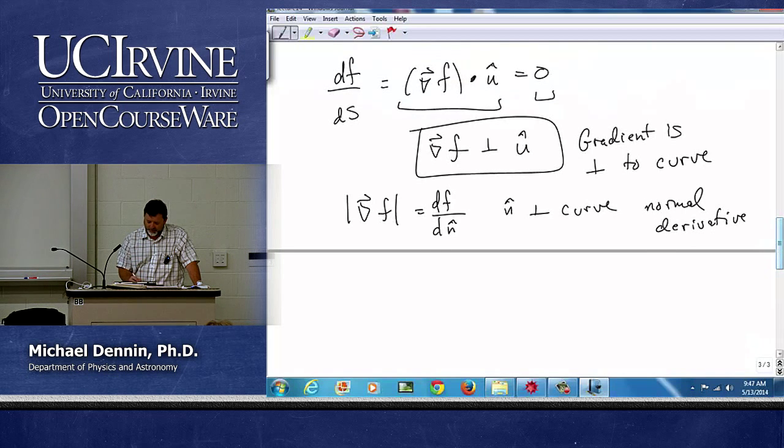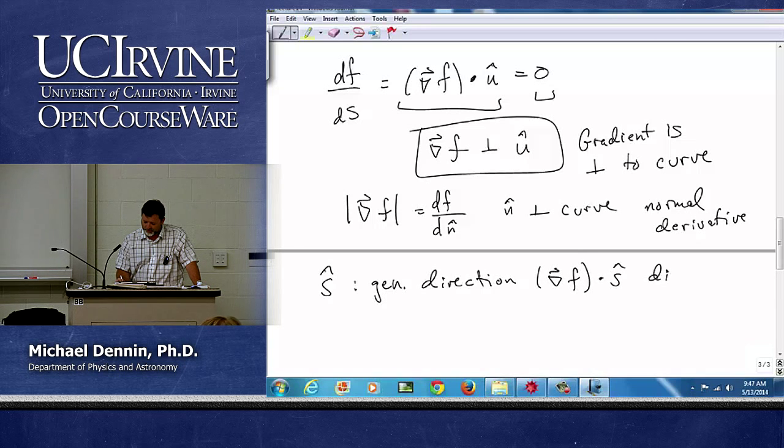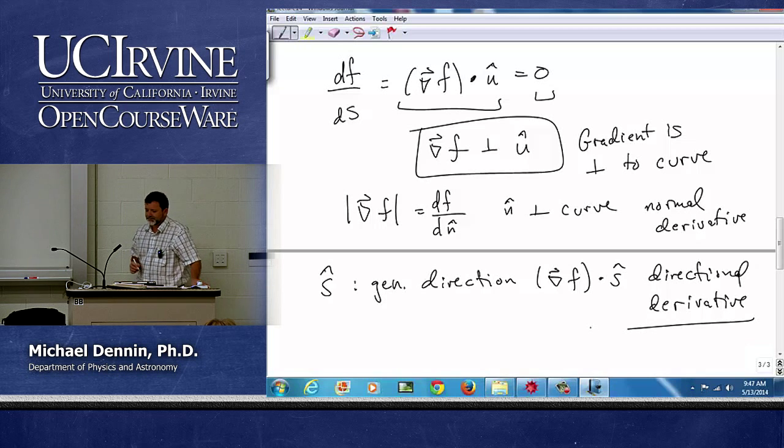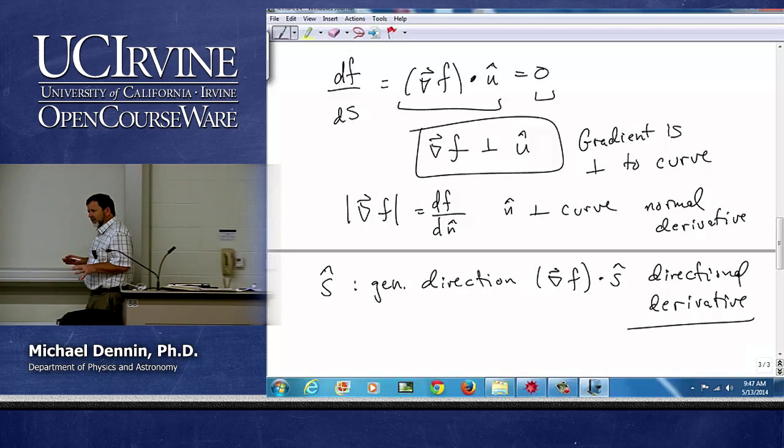And of course, if you have some generic direction s hat, then the gradient of f dotted into s hat is what we call the directional derivative. And it gives you the derivative in that direction. That's all I want to say about derivatives for now.